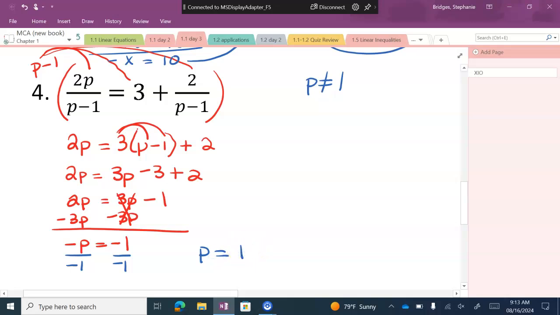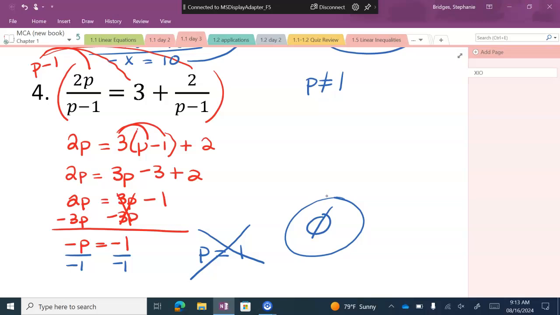And a lot of people put 1 in a circle and said, I'm done. Why are we not done? That's what I can't have. P cannot equal 1. So if I get 1, that has to go into the garbage, which means my answer is no solution. You can either write the words no solution or you can just put the symbol for no solution. But with these questions that have variables in the denominator, you have to check, did I get what I was not supposed to?